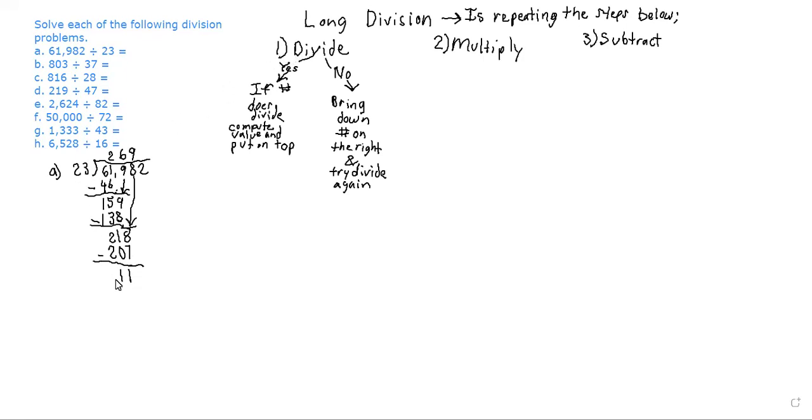Does 23 go into 11? What's the answer? No, it doesn't. So what do we do when it doesn't? We bring down a number on the right. See that? It says divide. If it's no, we bring down the number on the right. So the number on the right is going to be this 2. We bring that down here.